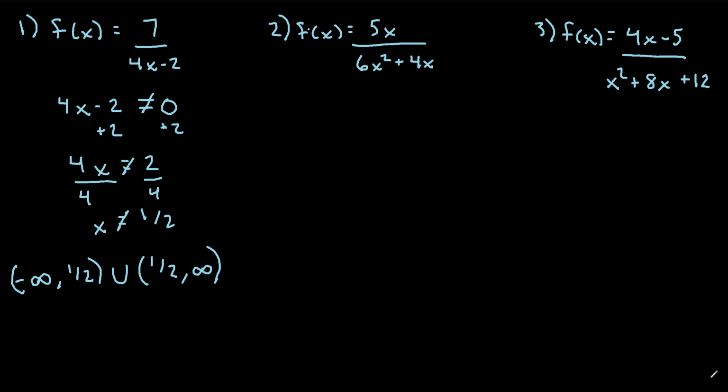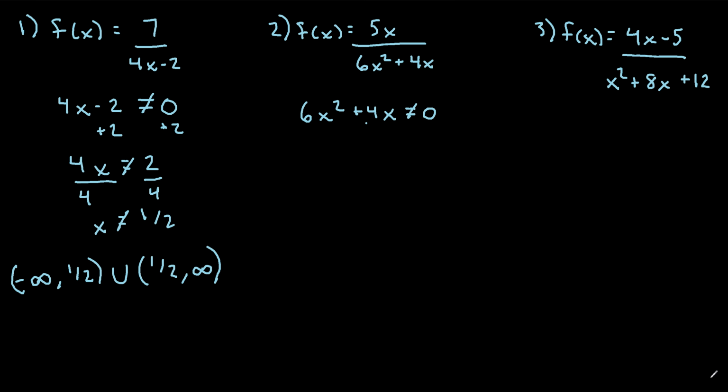All right, let's take a look at this next example. We have f of x is equal to 5x divided by 6x squared plus 4x. So we have a similar situation. The only way that this function will be undefined is if this denominator is equal to 0. So let's go ahead and say 6x squared plus 4x is not allowed to be equal to 0. And then we can just solve for x to figure out what x is.